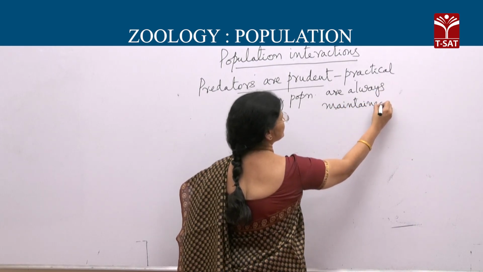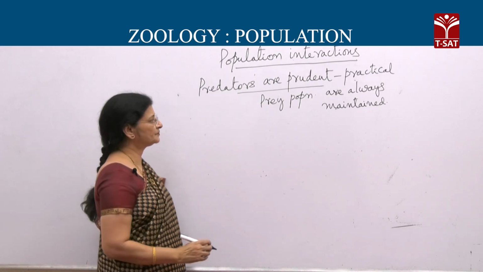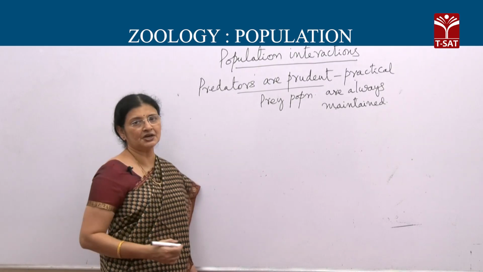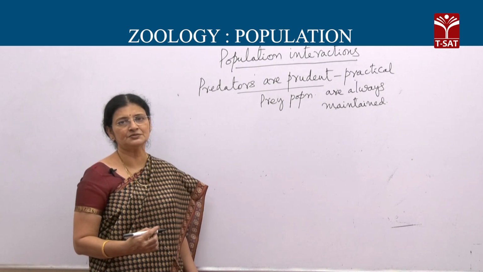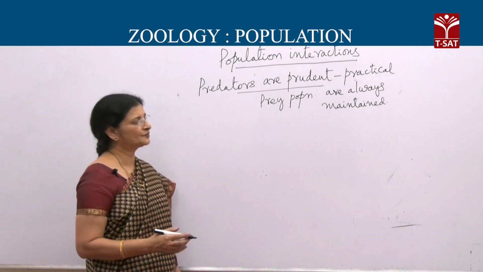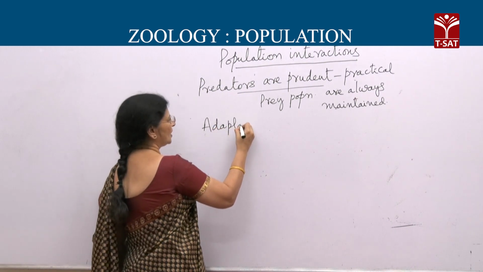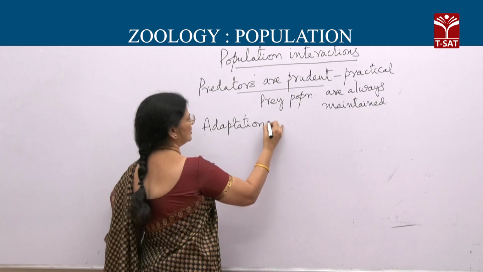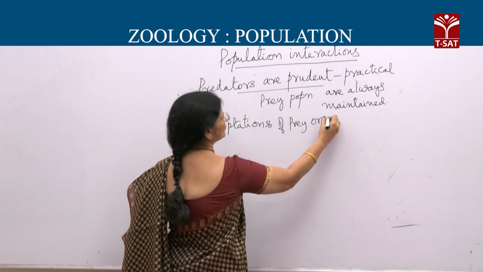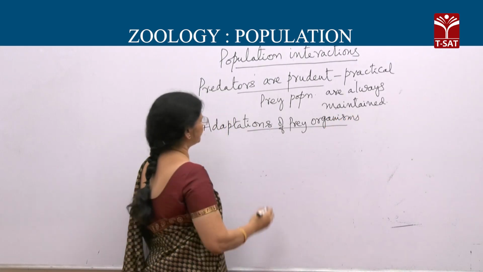Because of this nature. Now coming to the prey populations. Prey populations means whatever food organisms are there; those food organisms also try to escape from predators. So they develop some adaptations. They are prey for predators.